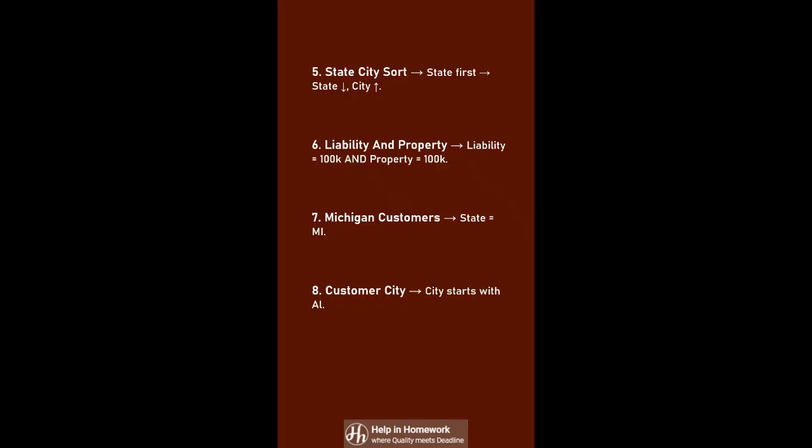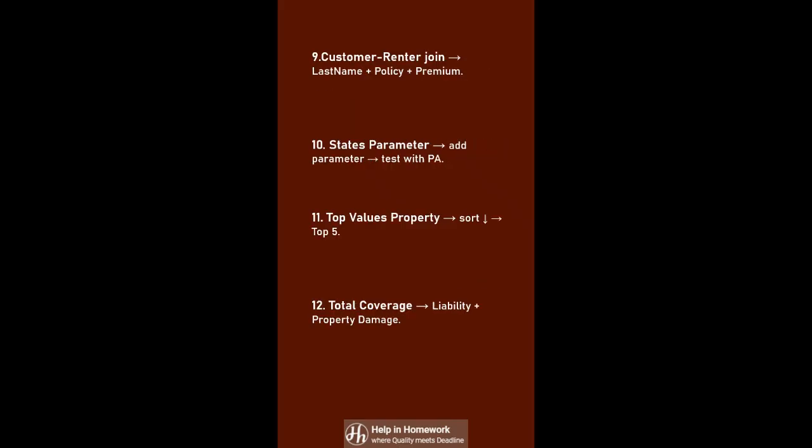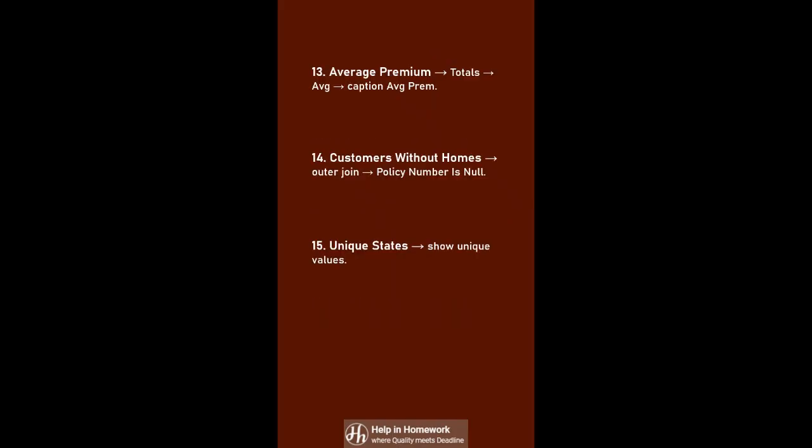Sort state descending and city ascending in state city sort. Set liability and property both to 100K. Michigan customers needs state equals MI, and customer city starts with all. Join customers and renters to show last name, policy number, and premium.